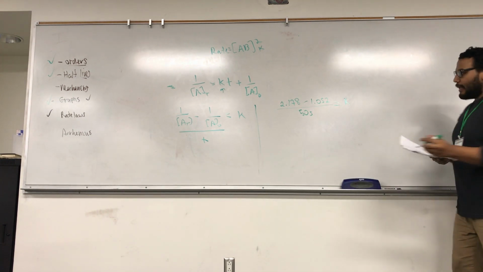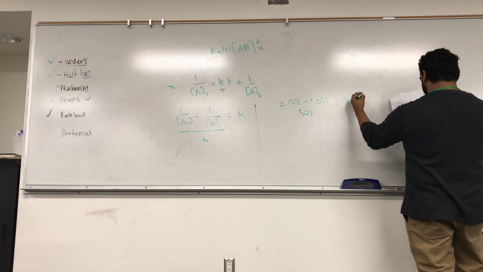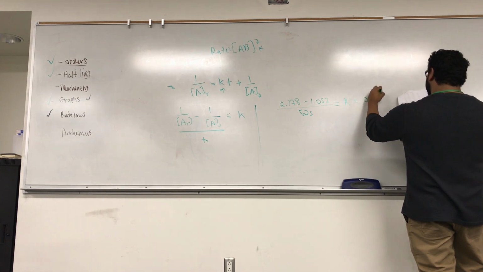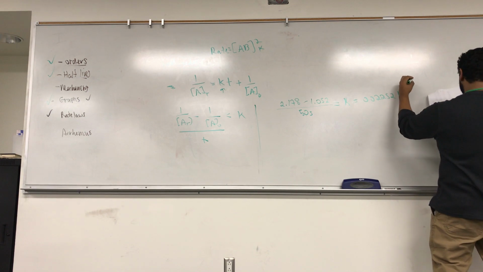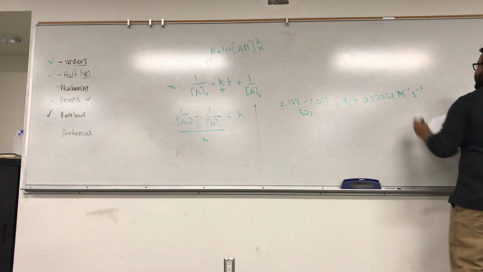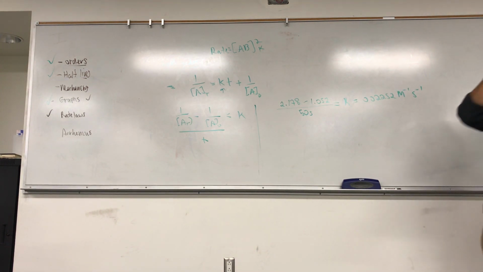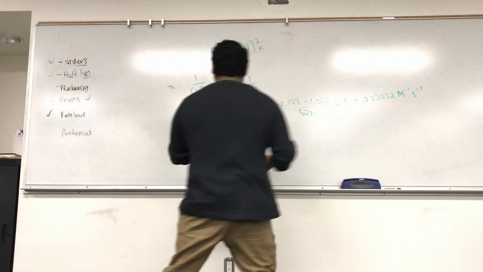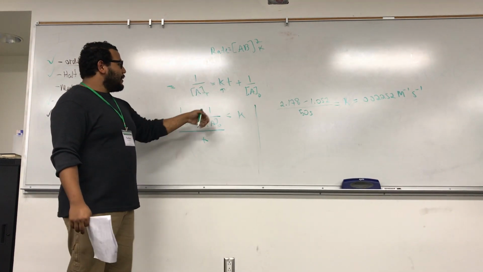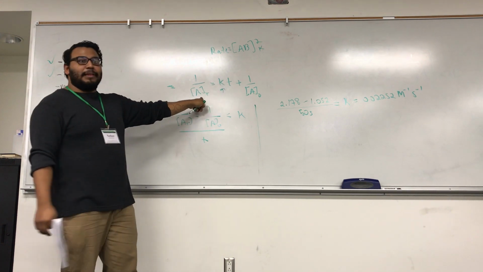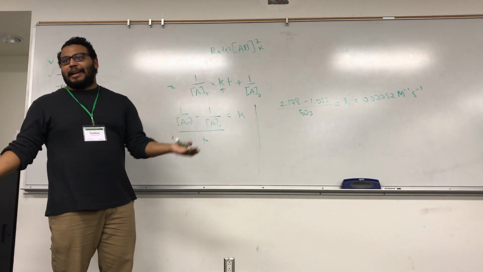Cool. I solve for K. So my K value must be 0.2252 molarity per second, second to the minus one. Cool. Now that you solved your K value, you can plug it in here, right? And you can use that K now to solve at any time what this one's going to be. That's the value of this, right?